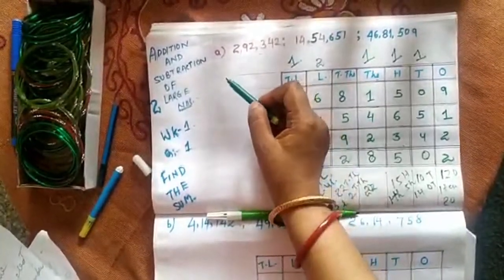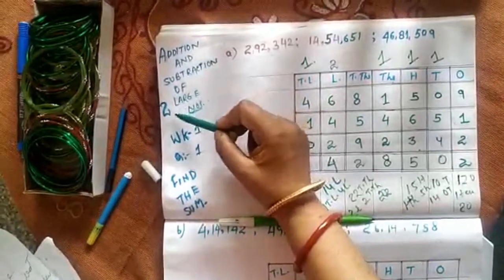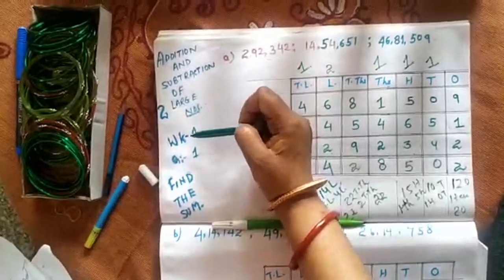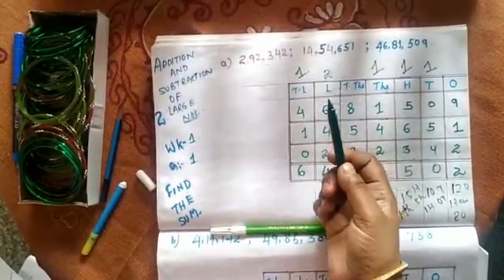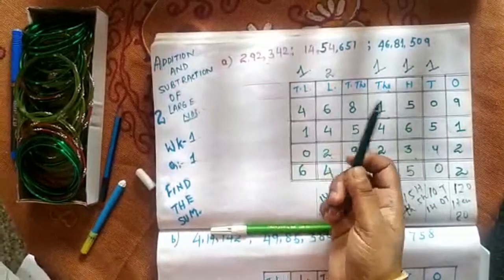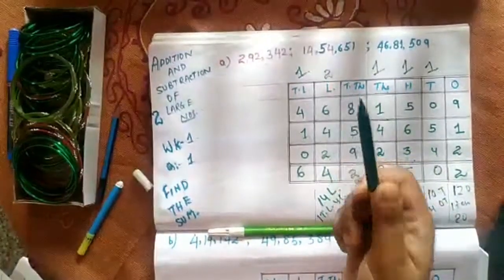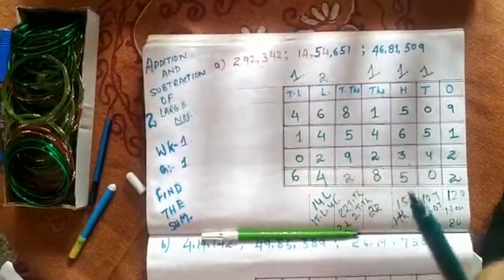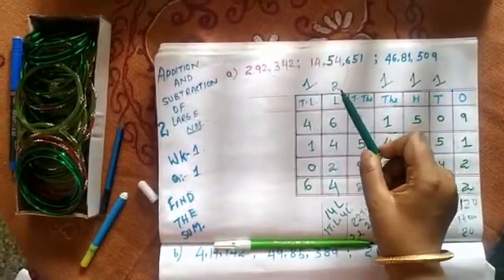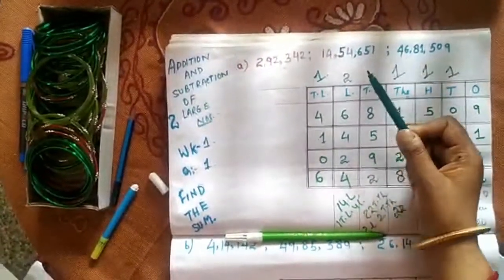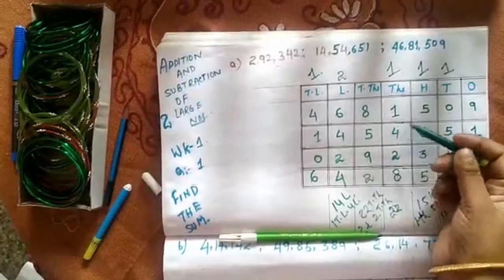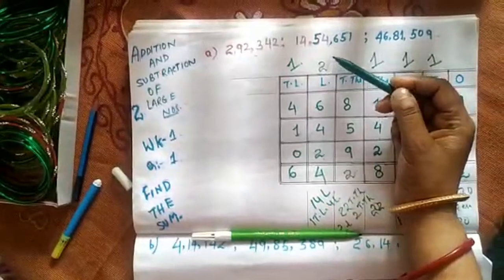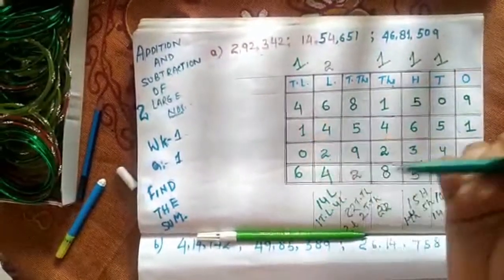Good morning, children. Today I am going to start Unit 2, Addition and Subtraction of Large Numbers. Always remember, children, that when you are adding or subtracting large numbers, you have to do it in the same way as you added or subtracted 5-digit and 6-digit numbers. So here I will tell you how to add more than 6-digit numbers, actually the large numbers.